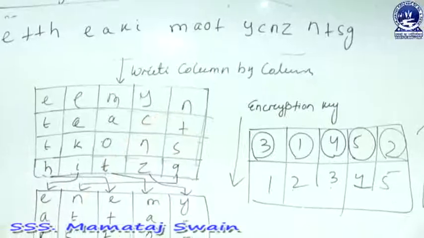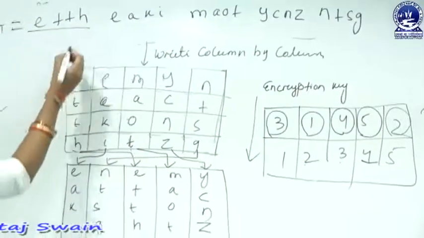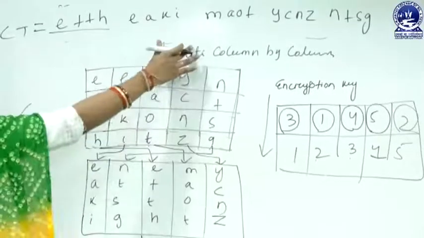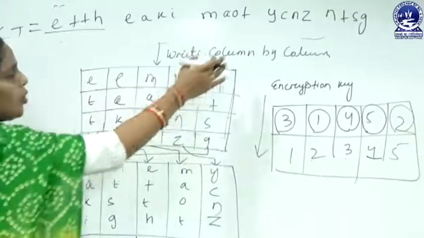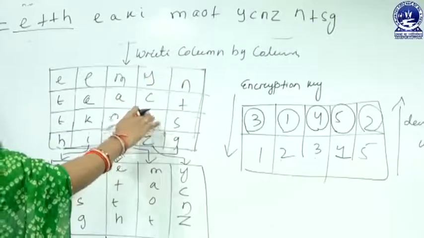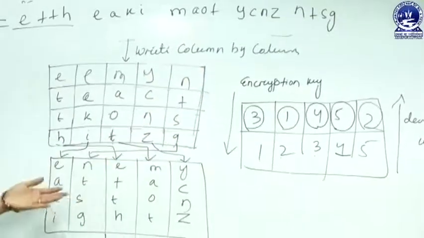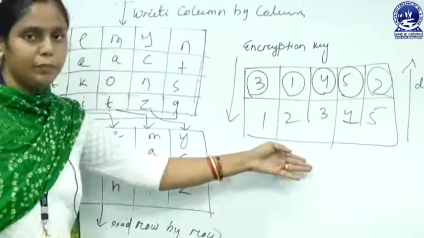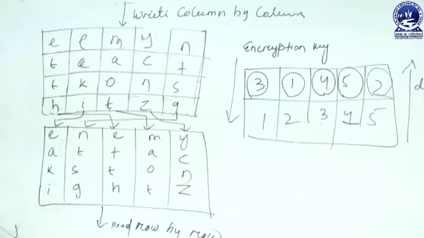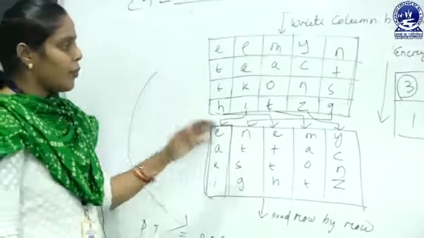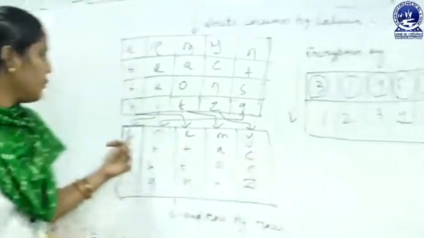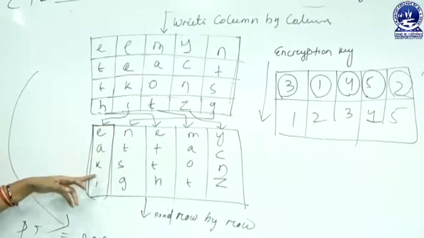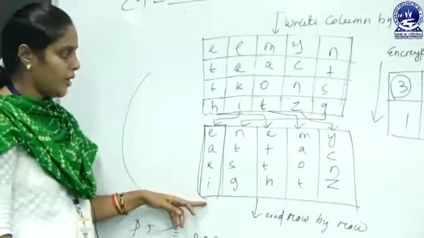Here this is the table where the first block is filled in the first column and the second block is the second column, the third is the third column, the fourth block is in the fourth column and the fifth block is in the fifth column. After that you use this decryption key. By using this decryption key, the second column of our ciphertext becomes the first column of our plain text.